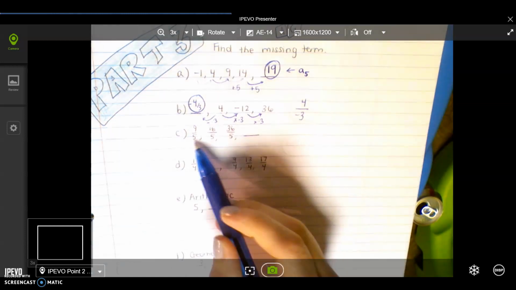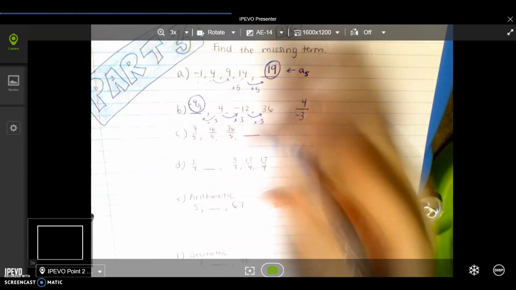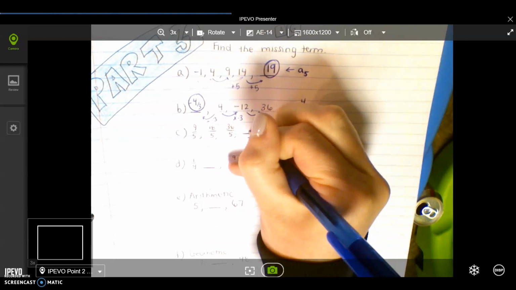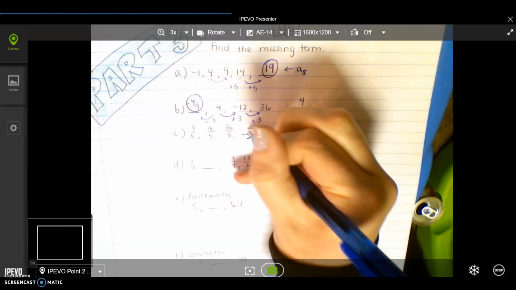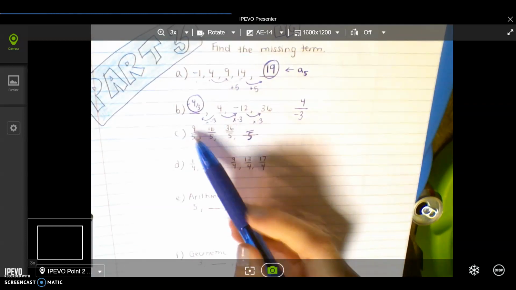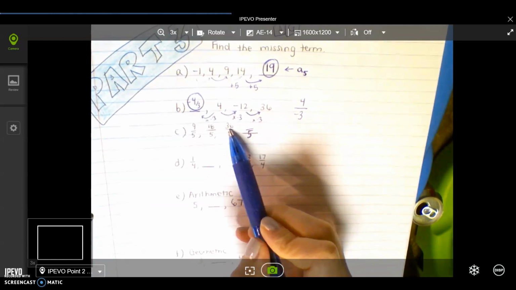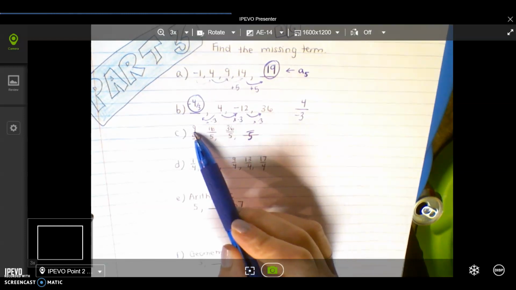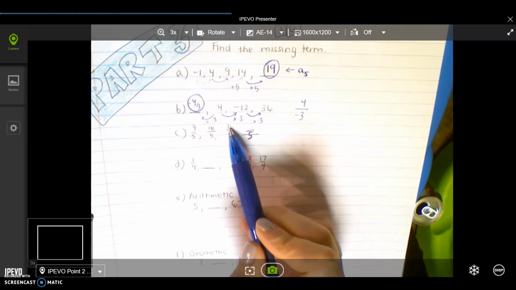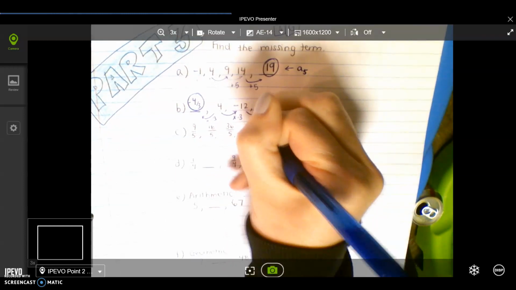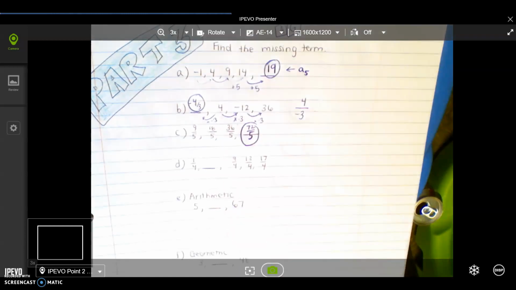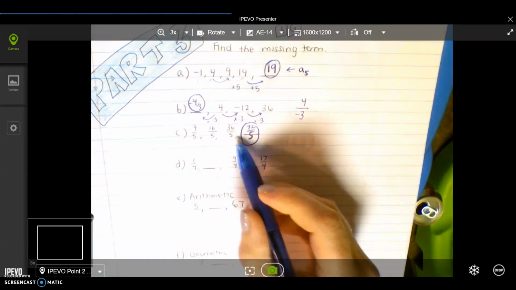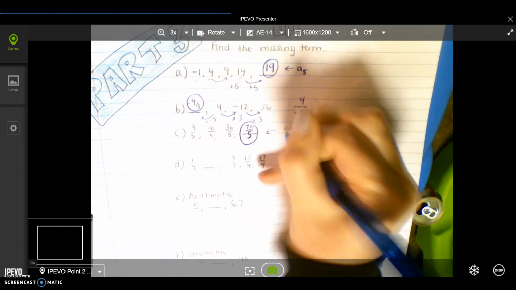Letter C, I notice the denominators are all 5. So I'm assuming the last term will have 5 as a denominator as well. So I'm going to focus in on the numerators, 9, 18, 36. I'm noticing that I am multiplying by 2 each time, doubling the numerator. So then the last term will be 72 over 5. And that's the fourth term of this sequence. So that would be a sub 4.